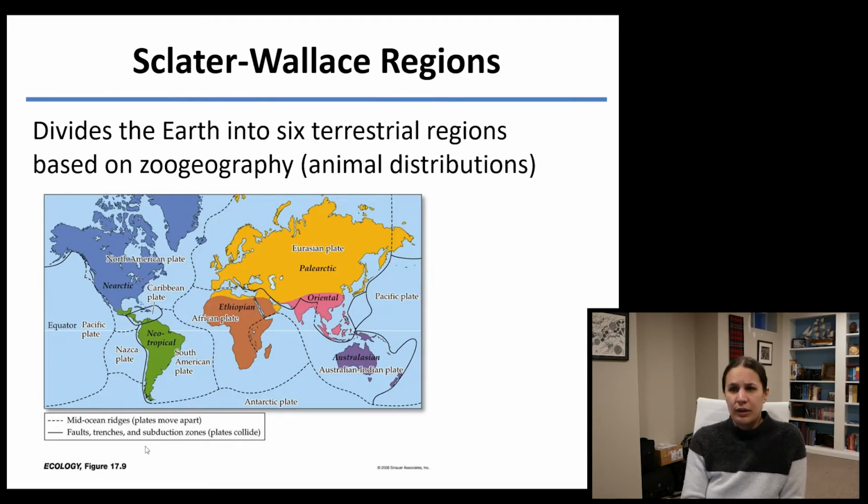So 6 terrestrial regions. We have the Nearctic, the Palearctic, Neotropical, Ethiopian, Oriental, and Australian regions. These are the Slater-Wallace regions. So Wallace, you might recognize that name, Alfred Wallace. He was one of the key biogeographic figures who came up with these regions. So you see this map, there's these 6 regions.